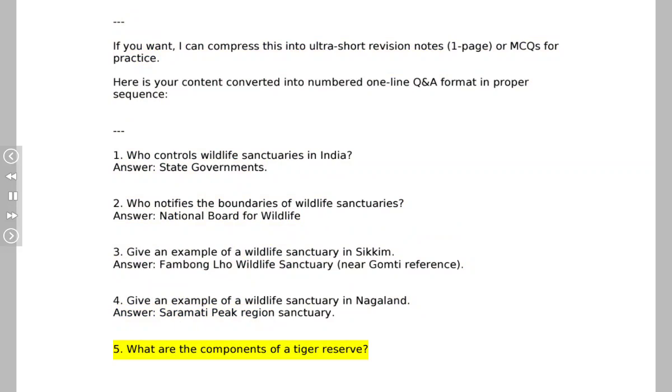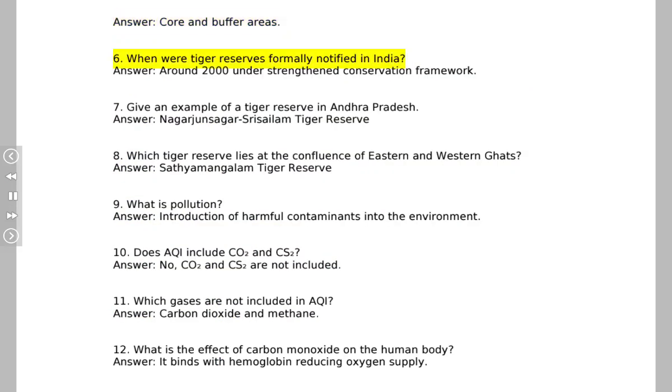5. What are the components of a tiger reserve? Answer. Core and buffer areas. 6. When were tiger reserves formally notified in India? Answer. Around 2000 under strengthened conservation framework. 7. Give an example of a tiger reserve in Andhra Pradesh. Answer. Nagarjunsagar Srisailam Tiger Reserve. 8. Which tiger reserve lies at the confluence of Eastern and Western Ghats? Answer. Satyamangalam Tiger Reserve.